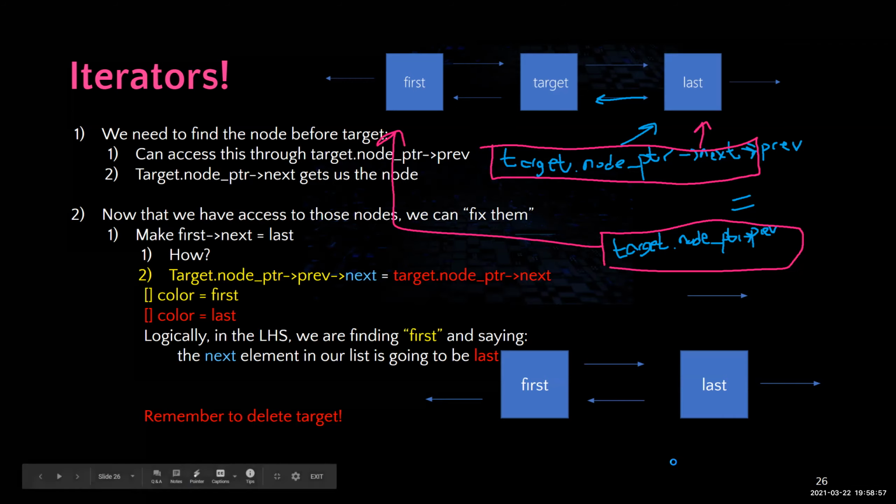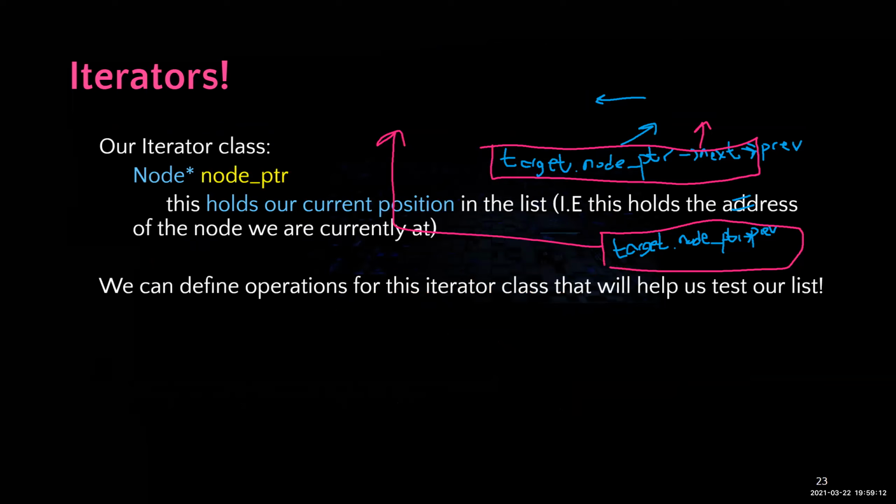I have a question in chat. One second, let me look at that real quick. Why do we do target.node pointer when target is a node? So remember that target, in this case, is actually going to be an iterator, and an iterator is an object, not a pointer. An iterator just has a node pointer associated with it.